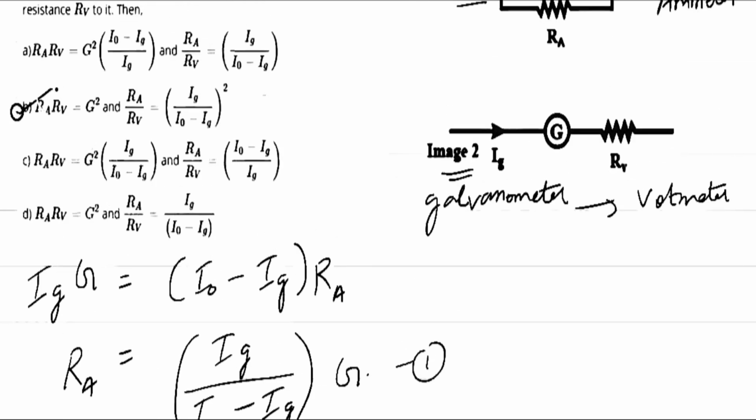See, Ra times Rv is G and Ra upon Rv is Ig upon I naught minus G the whole square. So option B is correct.